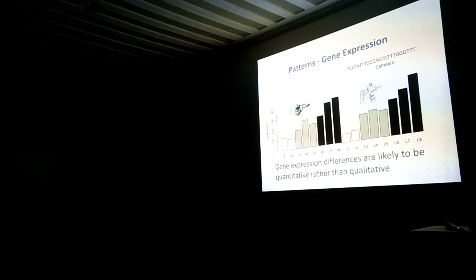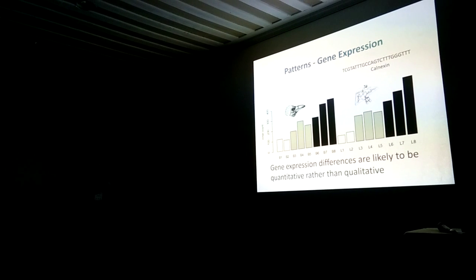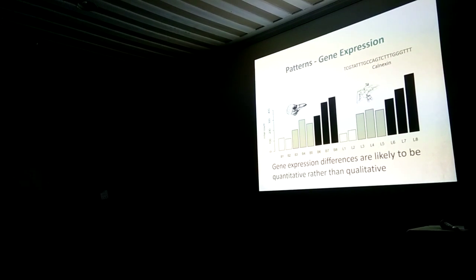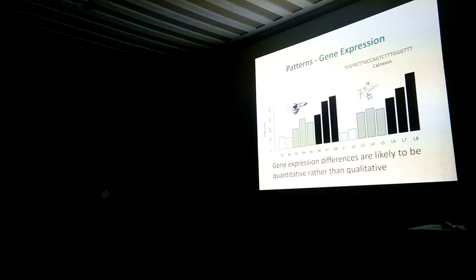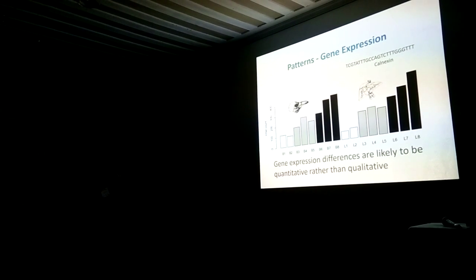And then finally, we get patterns that actually do look like gene expression. Bearing in mind that gene expression differences are probably going to be quantitative rather than qualitative, that's the pattern that we see. Again, 20-mer count on the y-axis, our libraries across the x-axis, white, lean, gray, medium, fat, black.